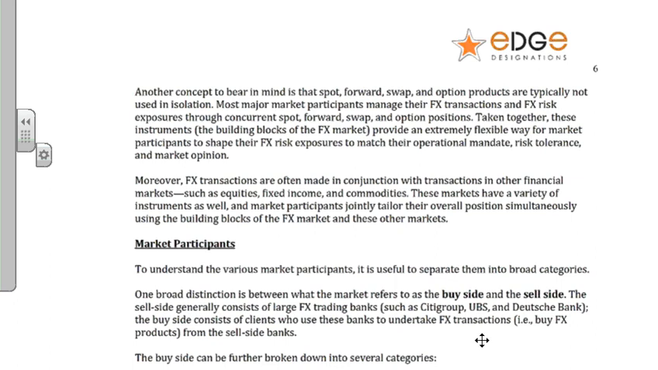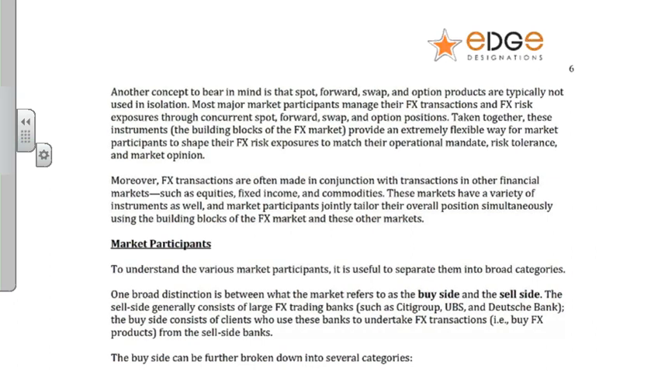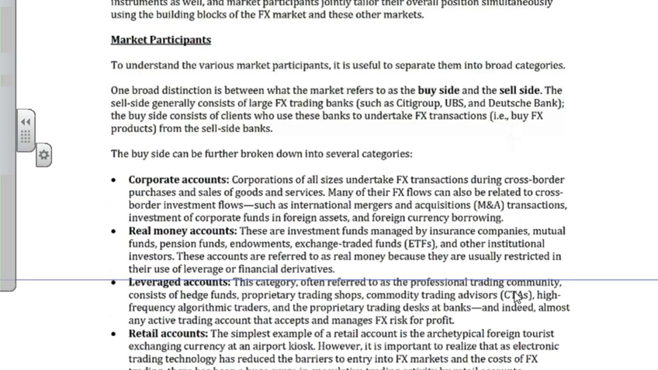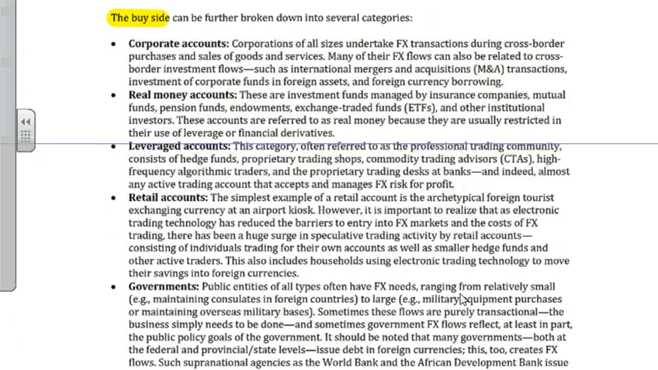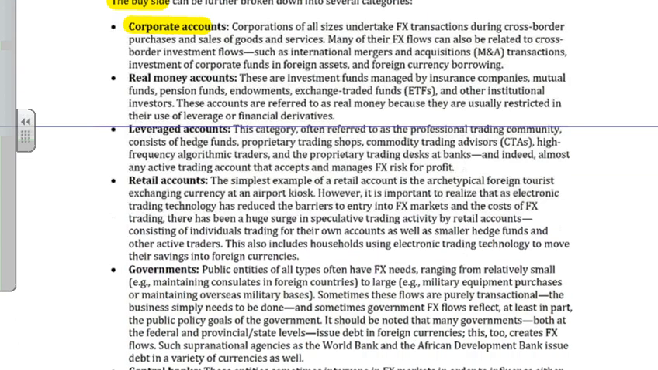Okay, just to move down to page number 6 over here, we have a quick look at the market participants. Who are the people that are involved in the particular foreign exchange market? Remember, of course, as we mentioned a bit earlier, there are buyers of foreign exchange and there are sellers. So we're going to look on the buy side and on the sell side. The buy side, we can break those down into several categories. You've got corporate accounts, in other words, corporations that deal with cross-border purchases and sales of goods.